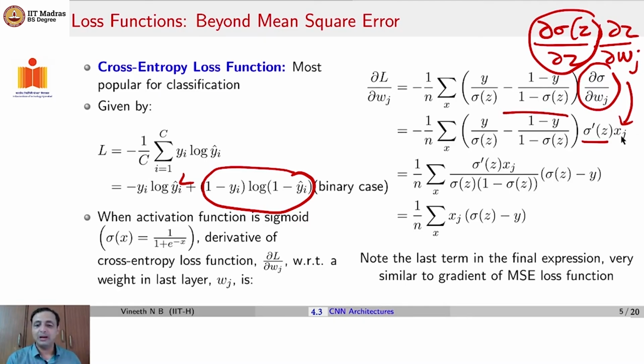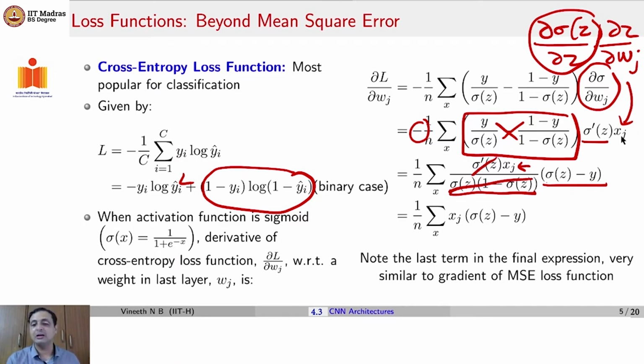Now when you expand this term here, you can simplify it by cross multiplying. You will find that for this entire term, absorbing the negative sign, the numerator becomes sigma of z minus y, and the sigma prime of z xj goes here. Now sigma prime of z and sigma into 1 minus sigma are the same, because that we know is the derivative of the sigmoid function. That would get cancelled and you'll be left with the summation over x, xj into sigma of z minus y.